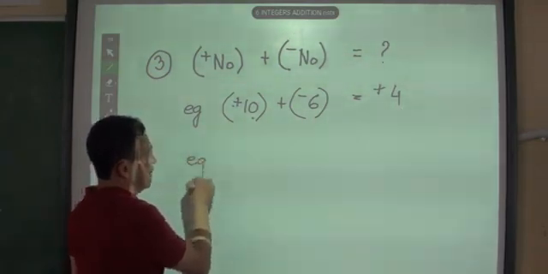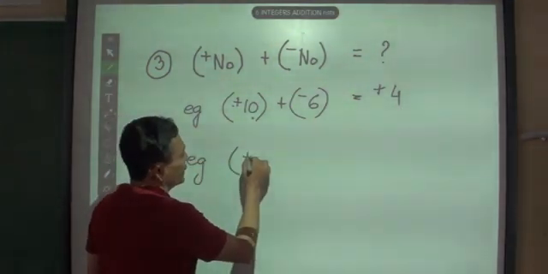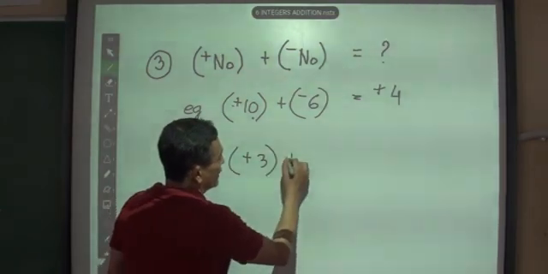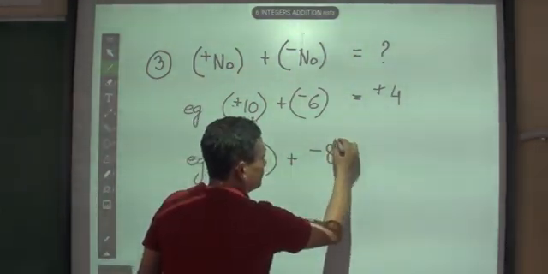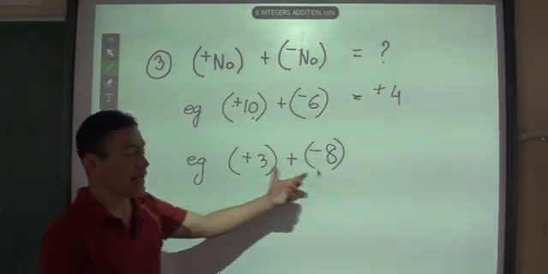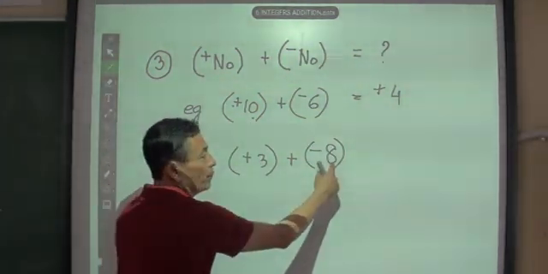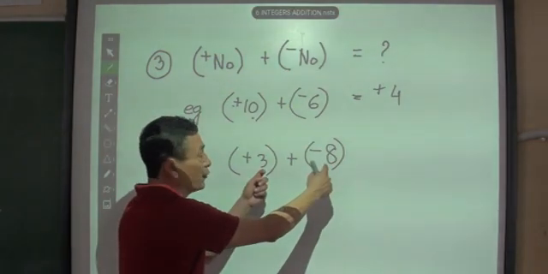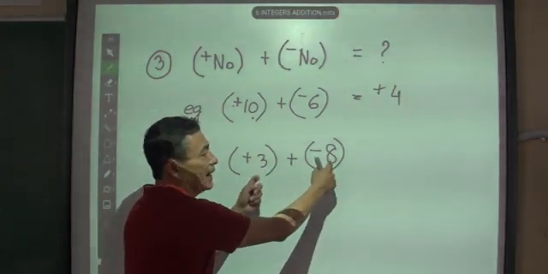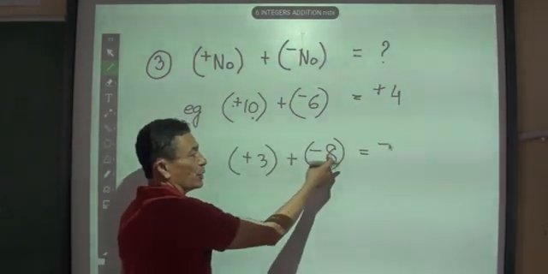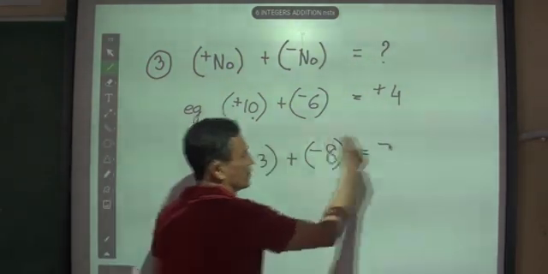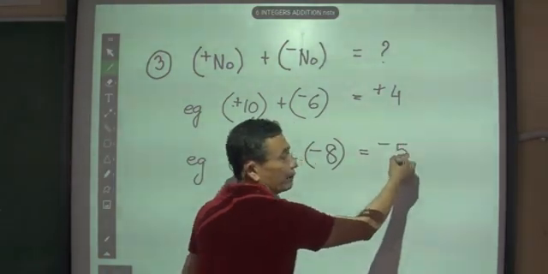Another example for the same. Let's say we've got positive 3 added to a negative 8. Now this time 8 is the one which is bigger and 3 is the smaller one, and 8 has a negative sign, so you take the negative sign, then you subtract the numbers. 8 minus 3 will give you 5.